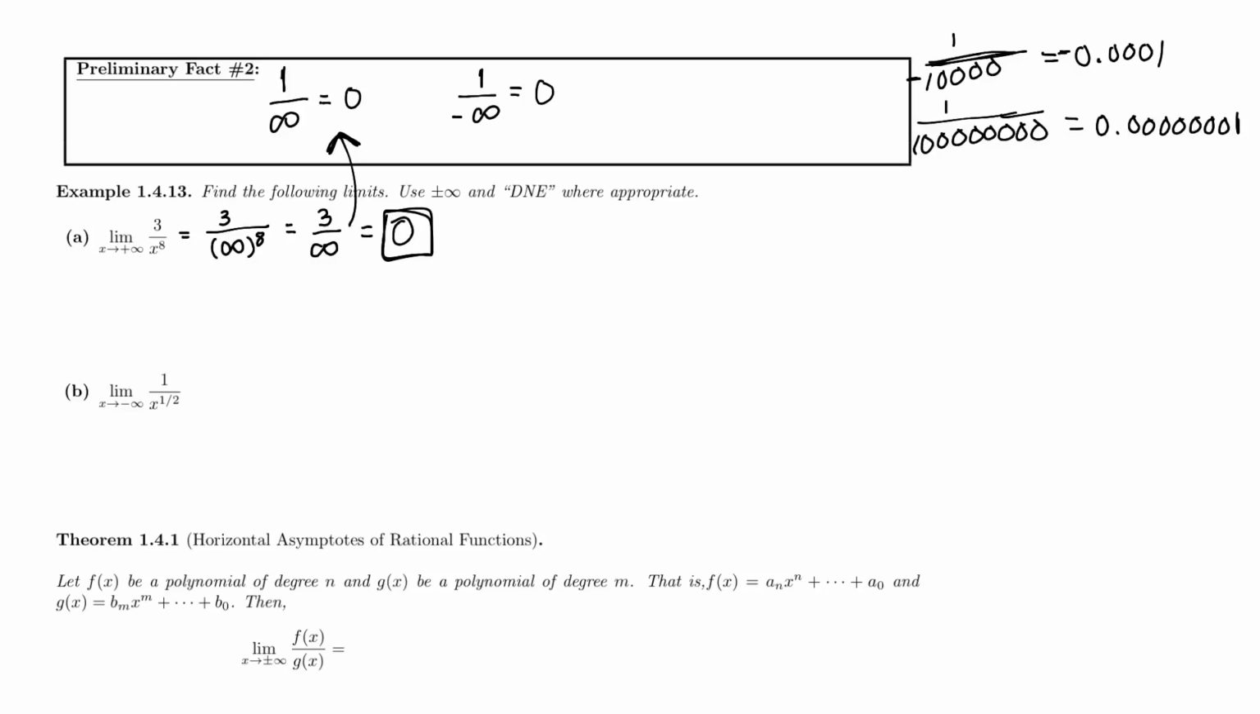Here's where you have to be a little bit careful on this next one. We do have the limit as x is going to negative infinity, and we have x to the 1/2 down here. I want you to remember x to the 1/2 is the same thing as the square root of x. It's really important that you remember your exponents and how they relate to radicals. So really, this is the same thing as the limit as x approaches negative infinity of 1 over the square root of x.